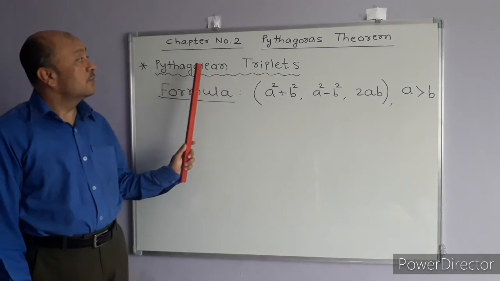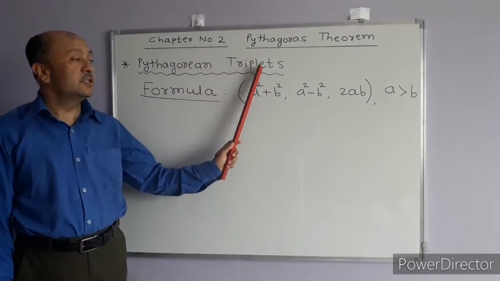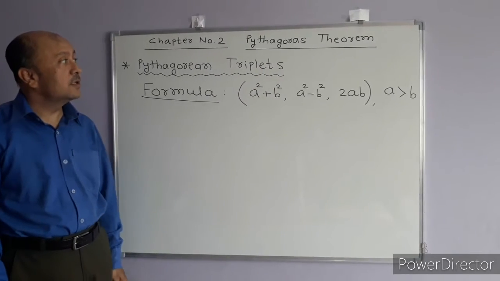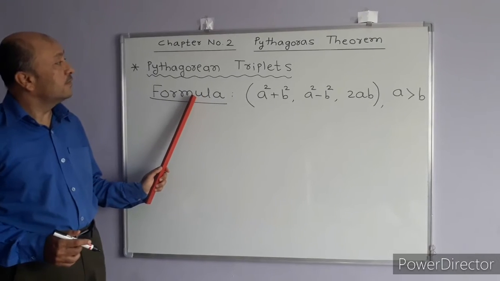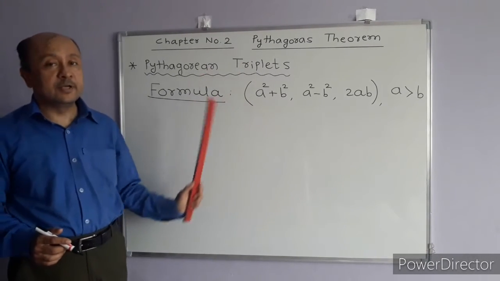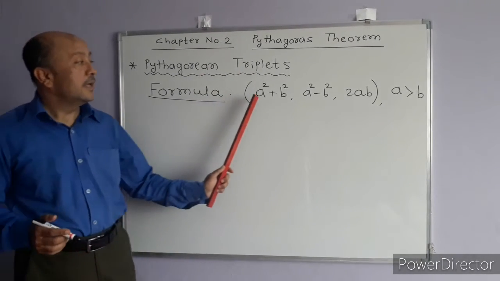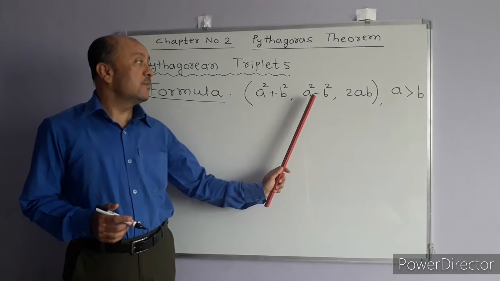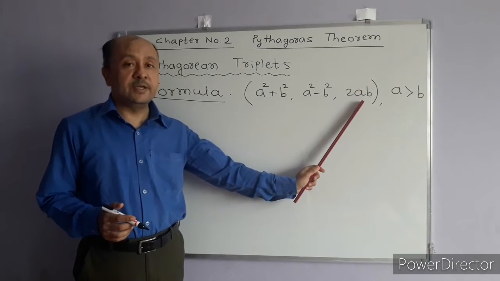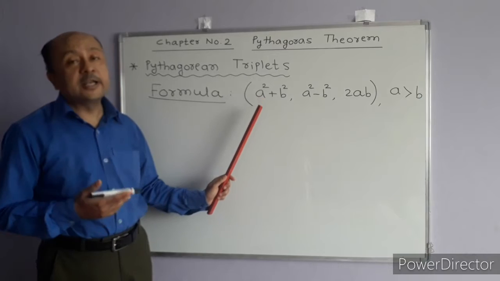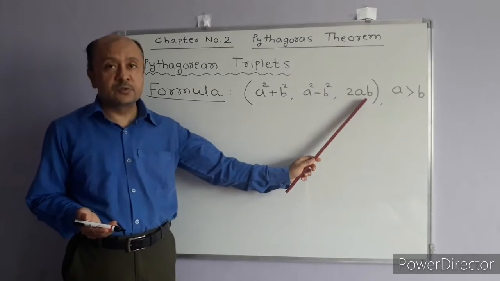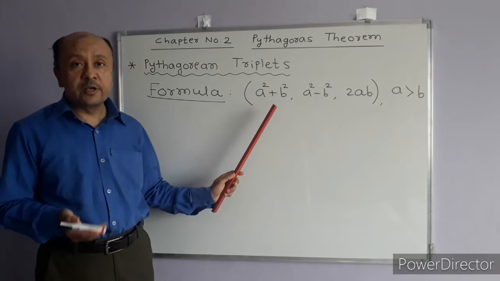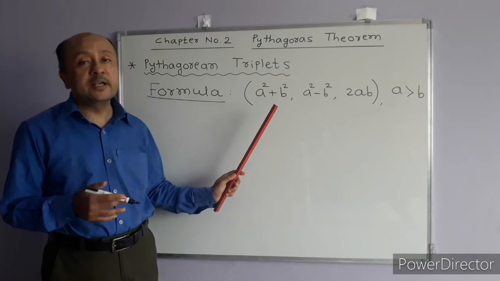Students, let us see Pythagorean triplets. So we have seen one method to find out the Pythagorean triplet. There is another method also. There is a ready-made formula given to find out the Pythagorean triplet. So what is the formula? a square plus b square, a square minus b square and 2ab. So these are the terms of a right angle triangle. It may be one side, it may be the other side, it may be the hypotenuse. So out of three, one is the hypotenuse and the other two are side 1 and side 2.